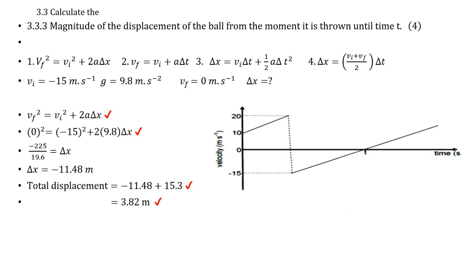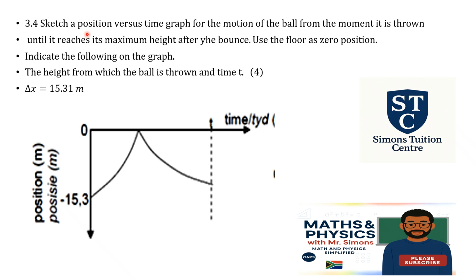Now the next question is the graph question. Sketch a position versus time graph, or displacement versus time, or distance versus time graph for the motion of the ball from the moment it's thrown until it reaches its maximum height after the bounce. Use the floor as 0 position, meaning where I started. When I make contact with the floor, I reach 0, and indicate the following on the graph.